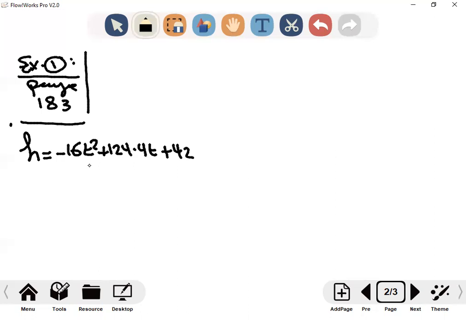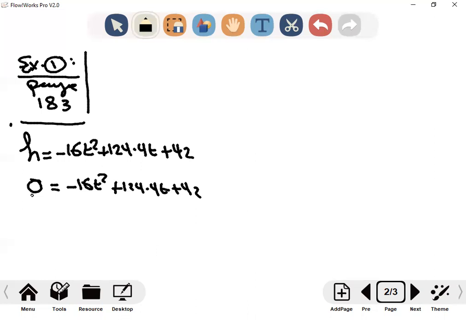Good. Use the quadratic formula to solve 0 equals negative 16 t power 2 plus 124.4 t plus 42. The question asks us to use the quadratic formula to solve this equation, right? They put the height equal to what? What does this mean?